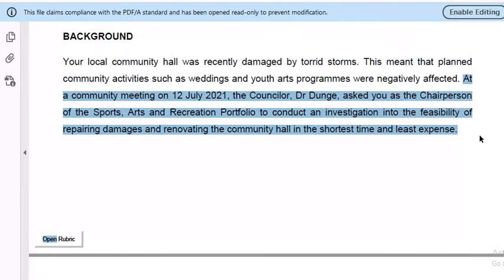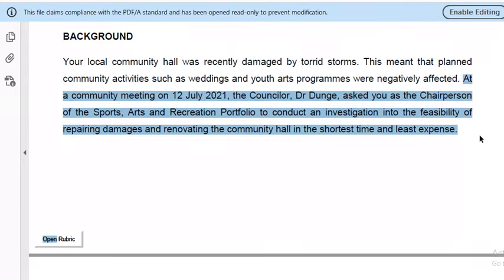At a community meeting on 12th July, these are the dates. The counselor, Dr. Dung, this is the person who commissioned you. Do you understand? He is a counselor, and his name is Dr. Dung. He asked you as the chairperson. You are the one who is being commissioned. You are the one who is being tasked. Where now, yourself, and your occupation is chairperson.